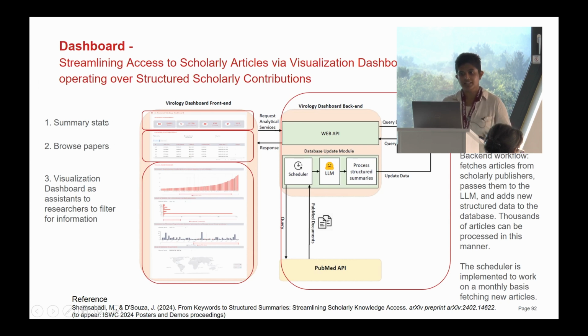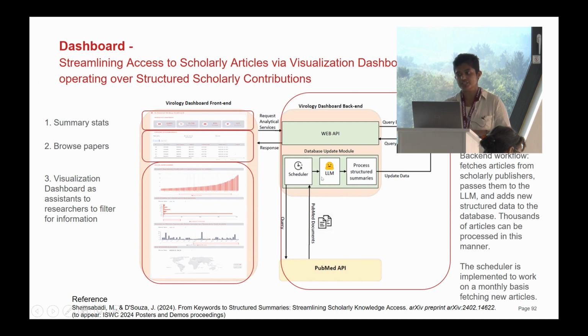So on the front end itself, there are three main components. One is a summary statistics of all the data in the database. Then we have a traditional list of papers that allows a user to browse the papers. And then we have visual charts that basically allow researchers to filter for articles based on certain research questions that are already programmed within these charts.